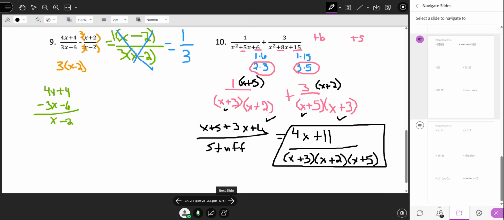Now, number 11 through 16 has equal signs, so we can do Desmos. So that's the end of this one. Yeehaw!